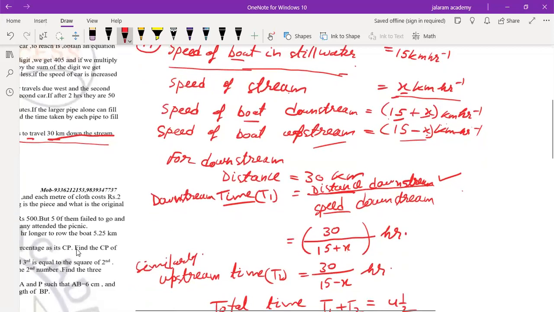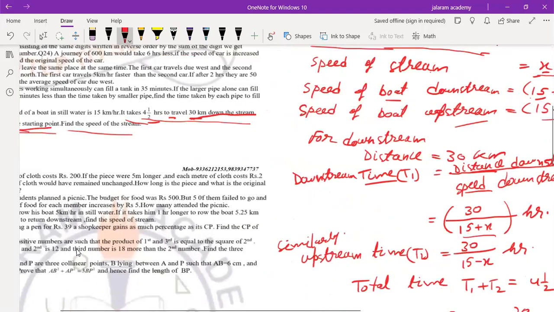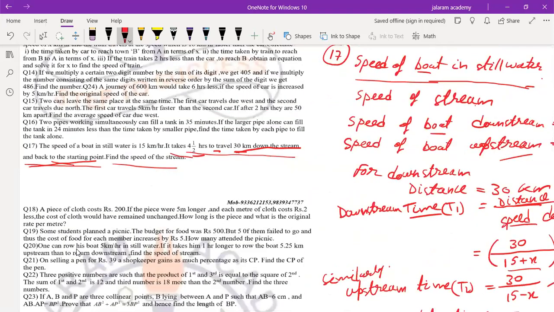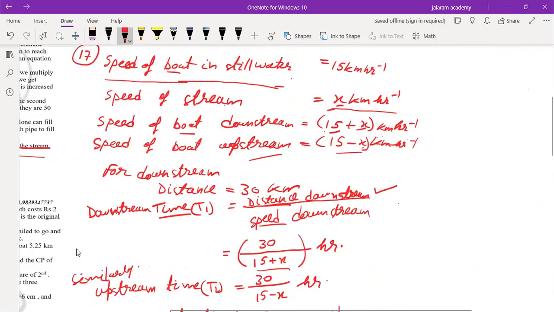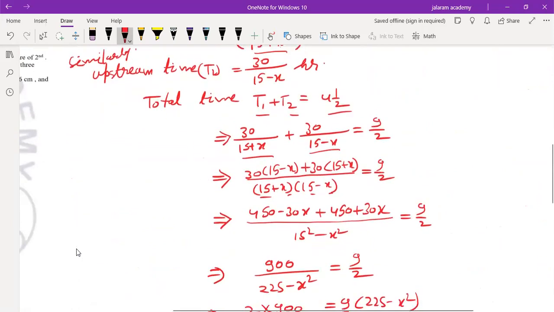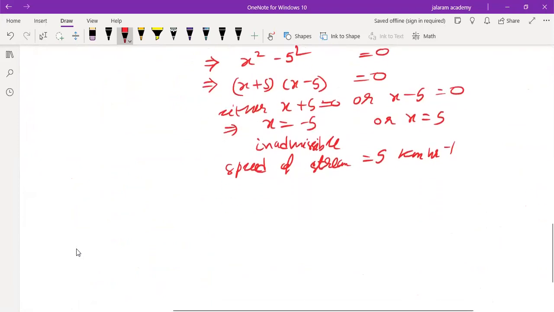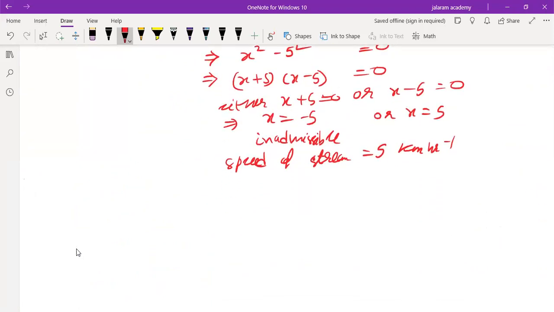Distance of downstream is given 30 and speed is 15 plus x, and for upstream the distance is the same. Why? First the boat goes down the stream and then comes back the same distance, means both the distances are 30 kilometers. 30 upon 15 minus x. Total time is t1 plus t2, which is 4.5. So 30 upon 15 plus x plus 30 upon 15 minus x equals to 9/2, and on solving the equation, it is finally giving x equals to 5, means speed of stream is 5 kilometer per hour.